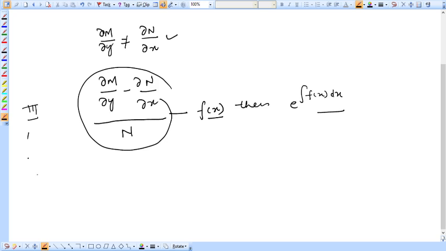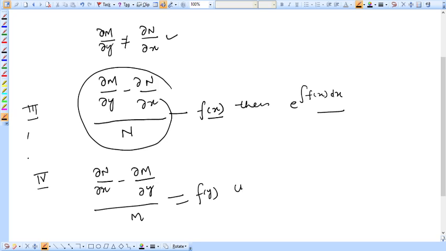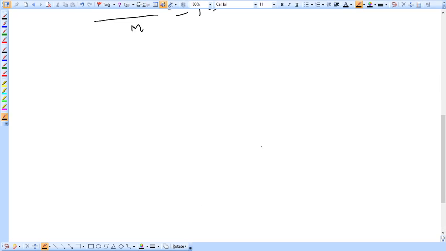And rule 4 says, if (∂N/∂x − ∂M/∂y) upon M is a function of y alone, then the integrating factor is equal to e^(∫f(y)dy), right? So we are going to take some problems on these rules, right?